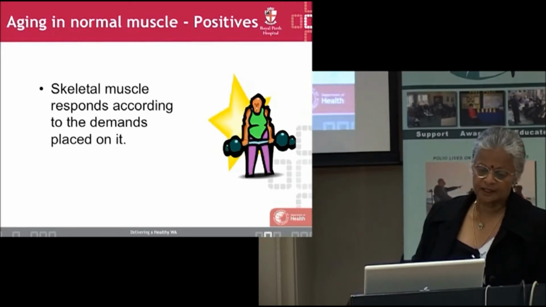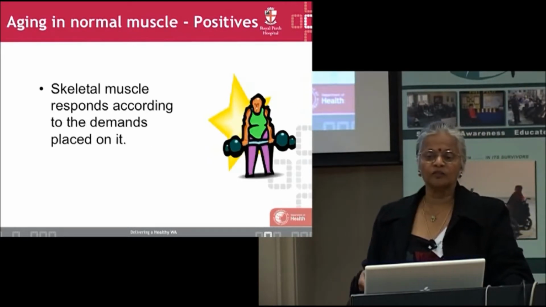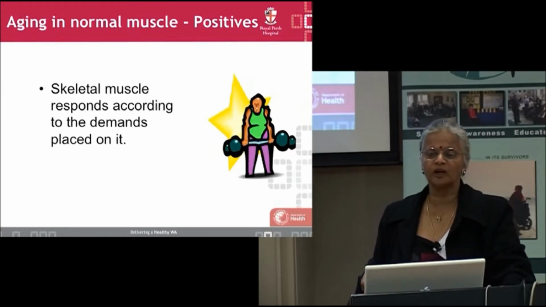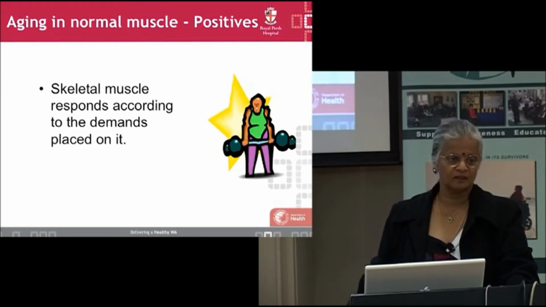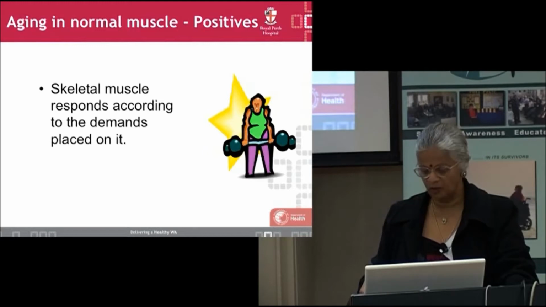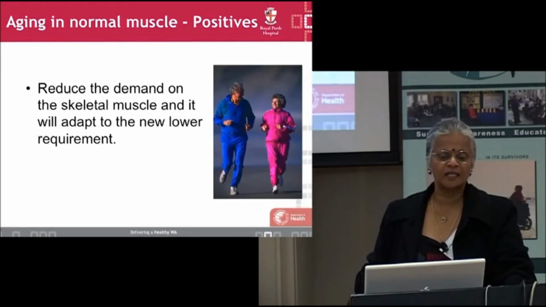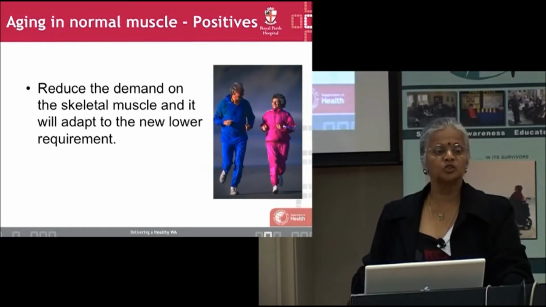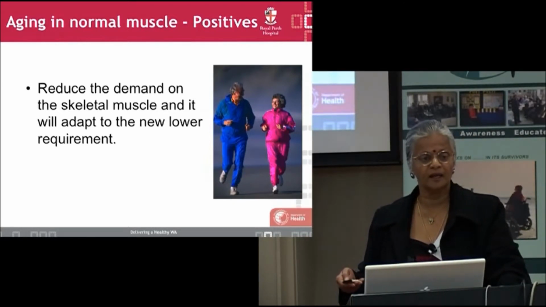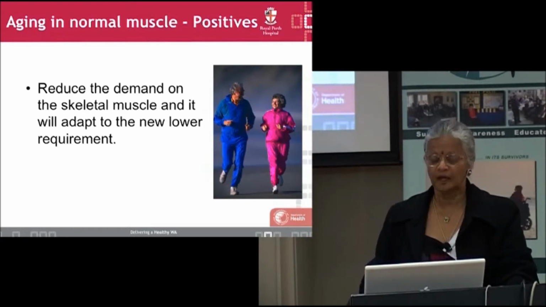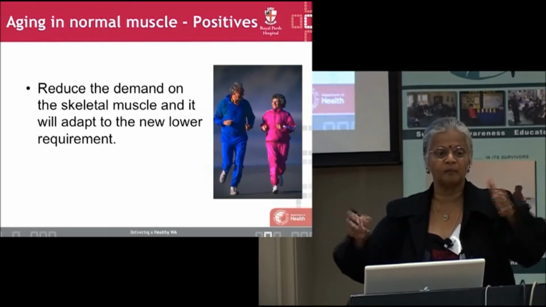Skeletal muscles, all of the muscles on your body, will respond according to the demands you place on them. They will respond, but you've got to do some sort of demand. Reduce the demand on skeletal muscles and they will adapt to lower requirements. Okay? So you're walking, you are climbing when you're working, now you only walk in your home. Accordingly, your muscles will start pulling back in.